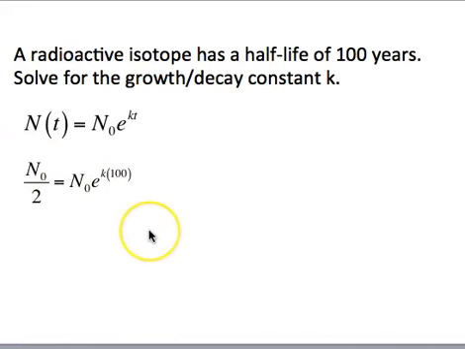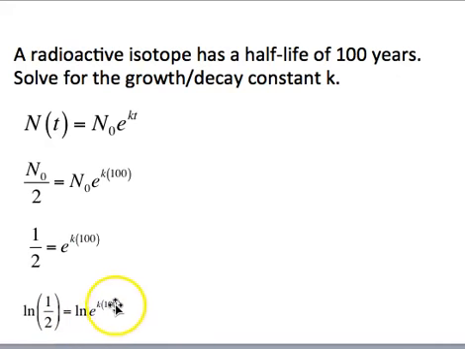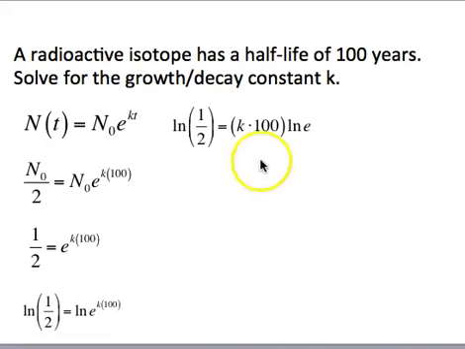So dividing both sides by N sub 0, we're going to get 1/2 equals e to the k times 100. If you wanted to, you could have maybe put 1,000 for N sub 0 and 500 for N of t. That also would have worked. You would have still gotten 1/2. To solve for k, we're going to need to take the natural log of both sides. So natural log of 1/2 equals natural log e to the k times 100. The k times 100 is going to come down again using our property of logarithms. So natural log of 1/2 is k times 100 times the natural log of e. Natural log of e is 1.